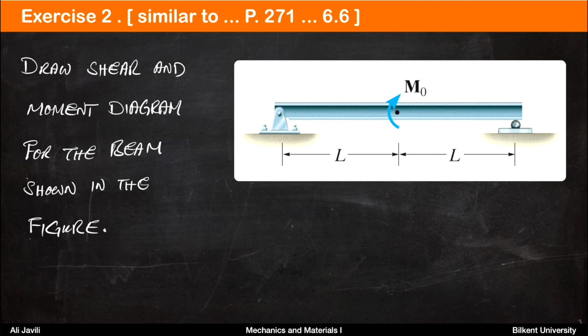Exercise 2 in this lecture is similar to problem 6.6 on page 271 of the book. Again, the question is exactly the same. You are asked to draw the shear and moment diagram for the beam. Now the beam is simply supported and you apply a moment M0 clockwise at the center of the beam.